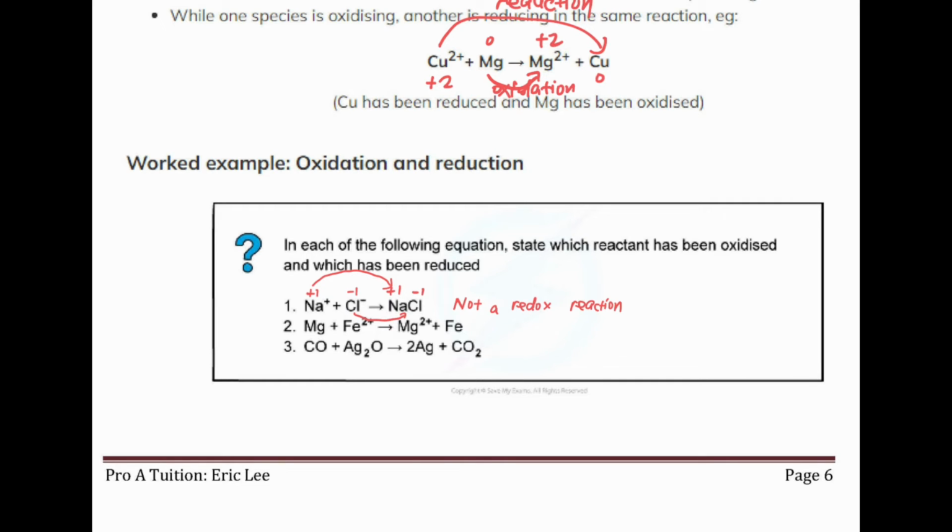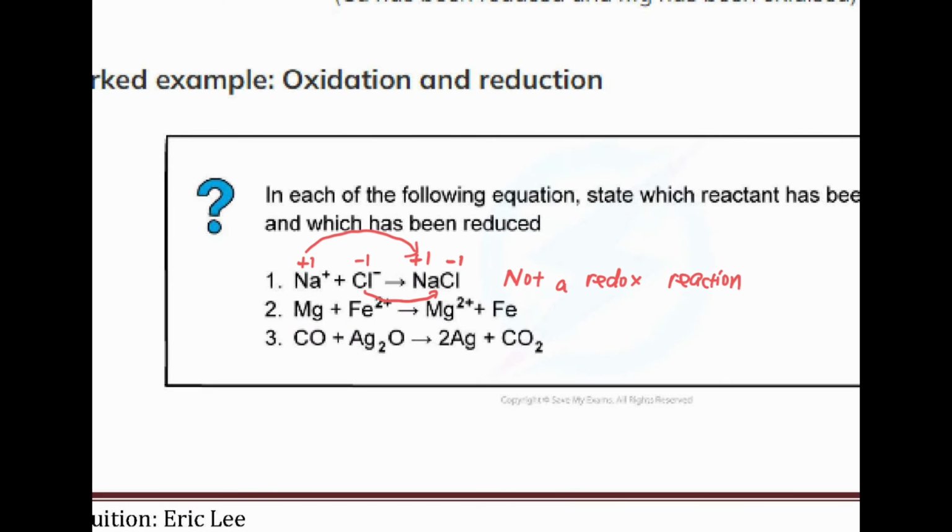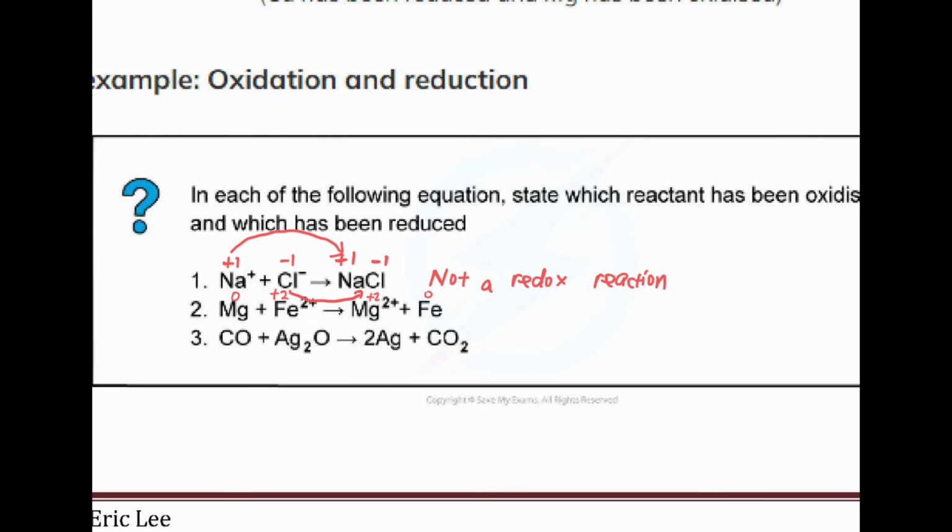Number 2 is obvious. Magnesium is 0, positive 2, positive 2, and 0. So we look at magnesium itself, 0 to positive 2. For magnesium, there is a gain of oxidation number. Magnesium is oxidized. And Fe2+, from positive 2 to 0, is a decrease in oxidation number. So we can say that Fe2+ is reduced.